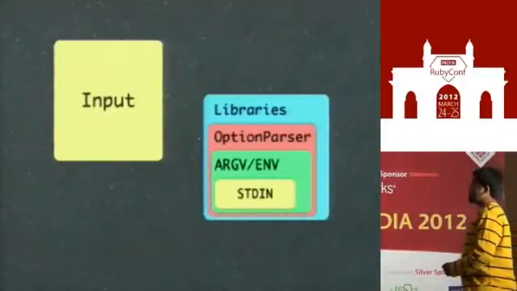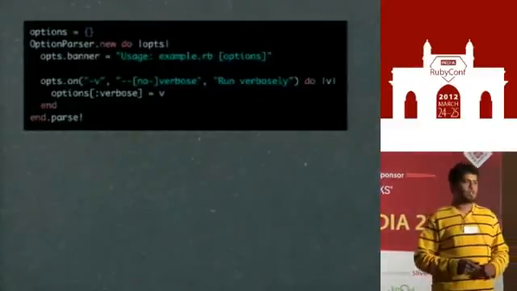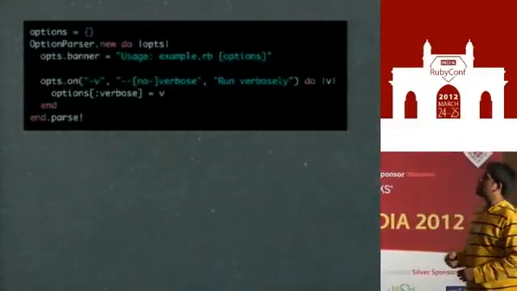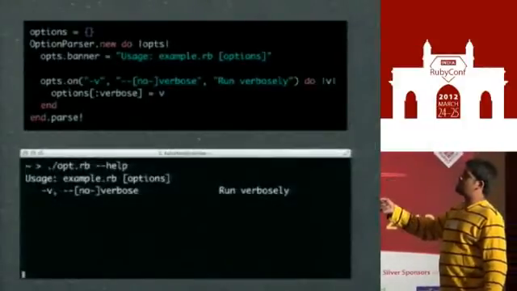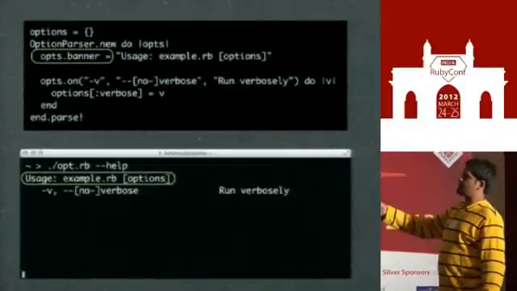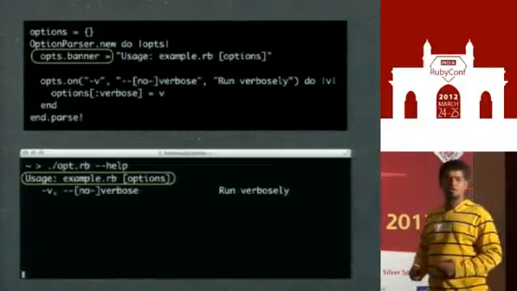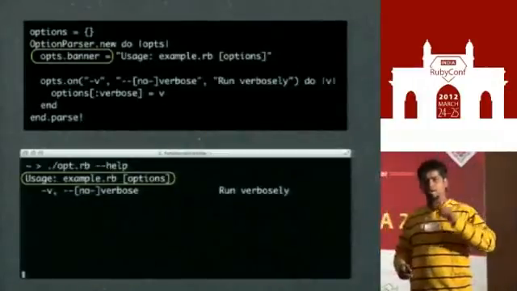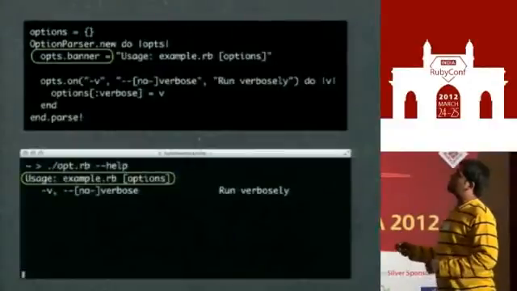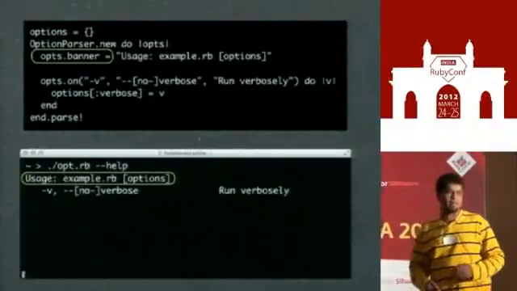So this is an example of how OptionParser works in Ruby. You just invoke a new OptionParser object, and you give it a banner. This is just an indicative snippet of the code, not the entire Ruby file. Most of our examples in this presentation are just small indicative snippets. You specify a banner and you'll automatically get it if --help is invoked on the application.